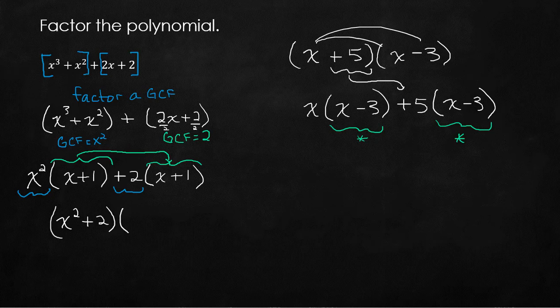And now what was left when we took out a GCF will go in the second set. And if we FOIL this back out to check our answer, doing first, outer, inner, last, we would get x cubed plus x squared plus 2x plus 2. So it works.